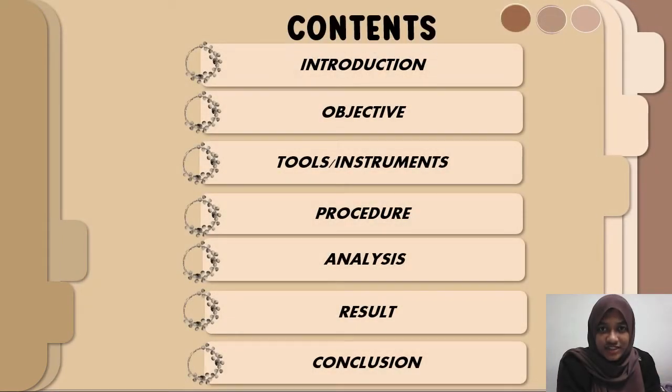The contents for this presentation: introduction, objective, tools or instruments, procedure and analysis, result, and lastly conclusion.